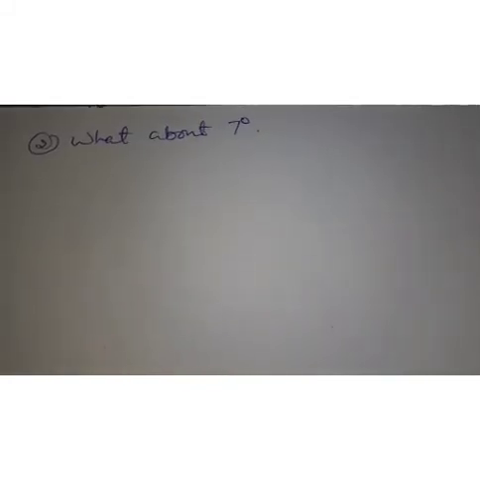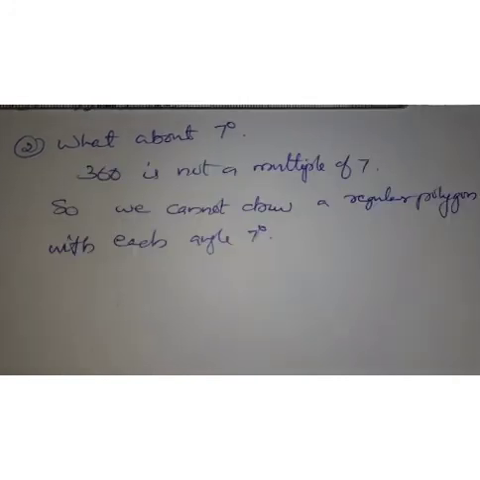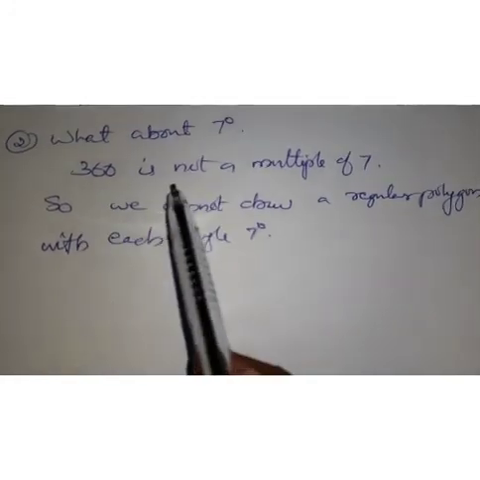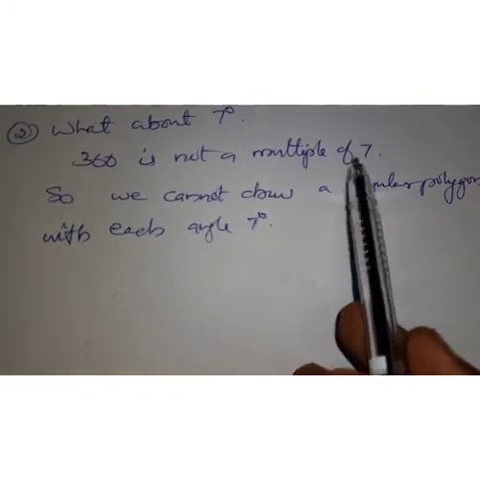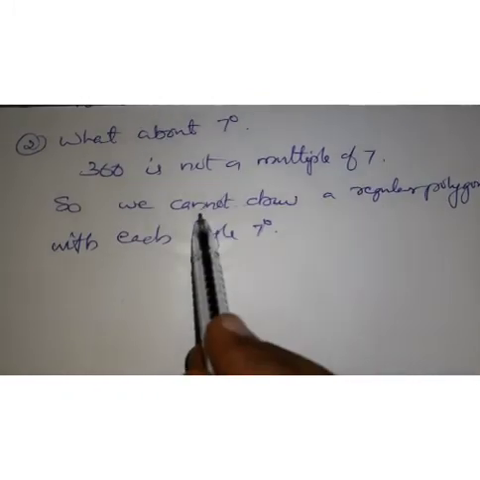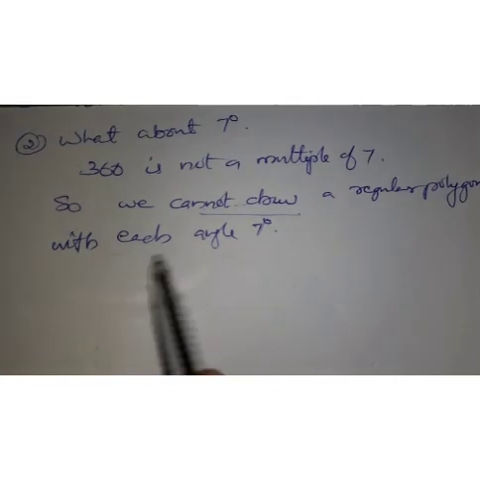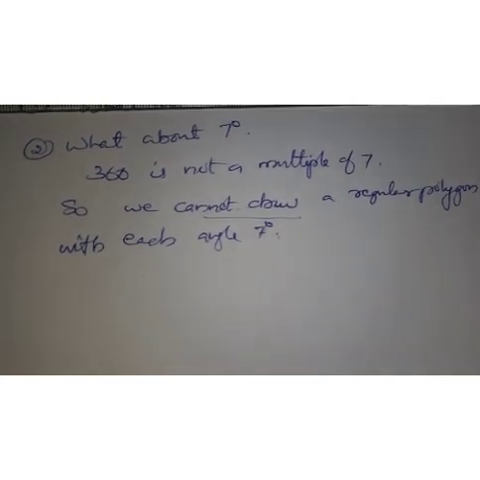Second part. What about 7 degree? Can you draw it? Draw with this outer angle. 360 is not a multiple of 7. So we cannot draw it. So 360 is not a multiple of 7. So we cannot draw a regular polygon with each outer angle 7 degree.